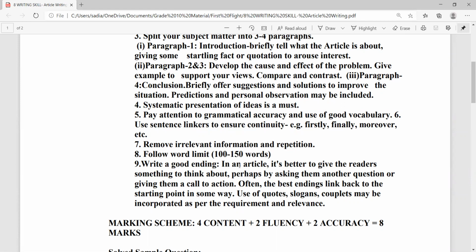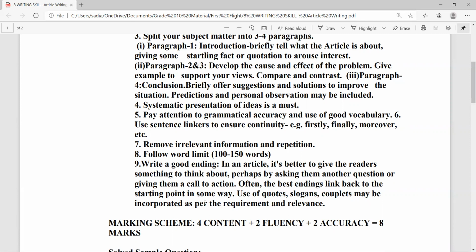Writing a good ending. In an article, it's better to give the readers something to think about, perhaps by asking them another question or giving them a call to action. Often, the best ending links back to the starting point in some way. Quotes, slogans and couplets may be incorporated as per the requirements and relevance. It is left to the students how interesting they can make their essay by using any of these ideas.